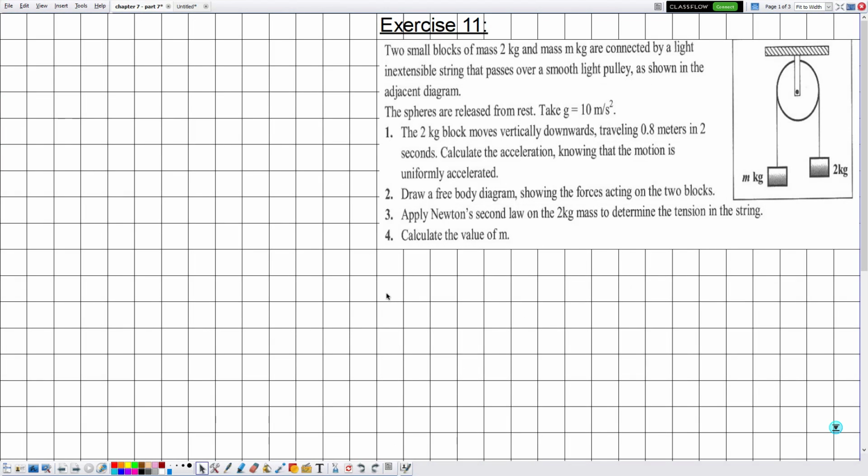Okay, hello everyone, in a new video. We have reached part 7 of chapter 7, which is the chapter of Newton's second law for grade 11 students. In this one we're going to solve some exercises. Let me start with exercise number 11.